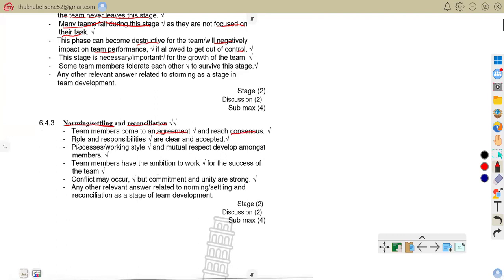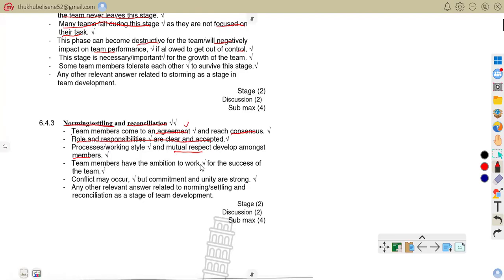Roles and responsibilities are now clear and accepted. Remember, in the storming stage we were just bringing out different ideas. When we are on the norming stage, it means we have reached an agreement, and now everyone knows his or her role and responsibilities. Process or working style and mutual respect develop amongst the members. This is where the mutual respect is going to be seen.